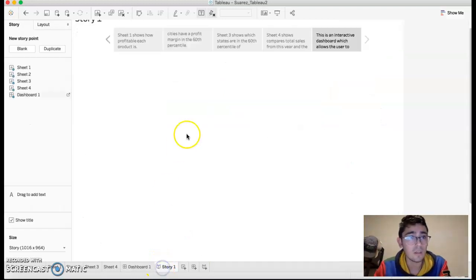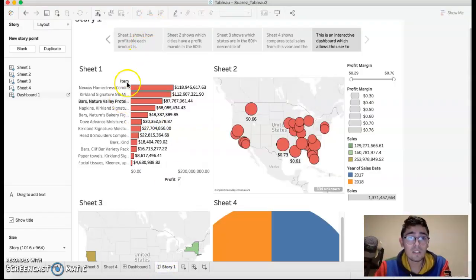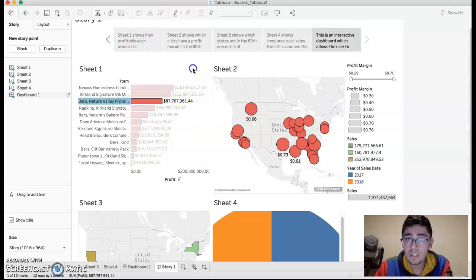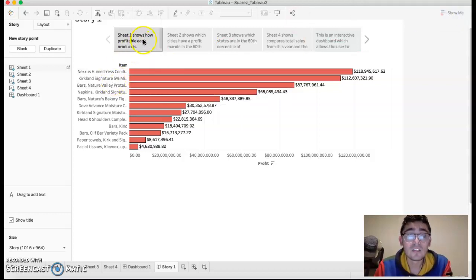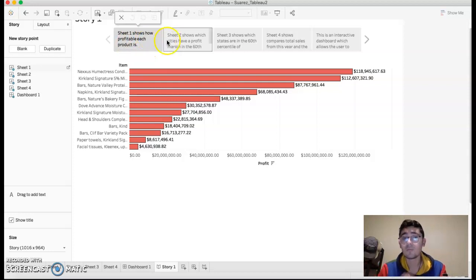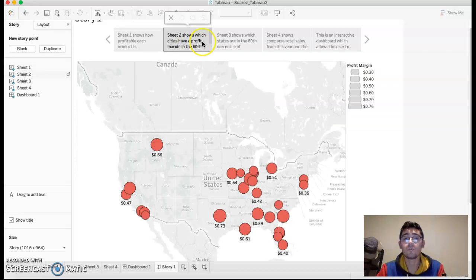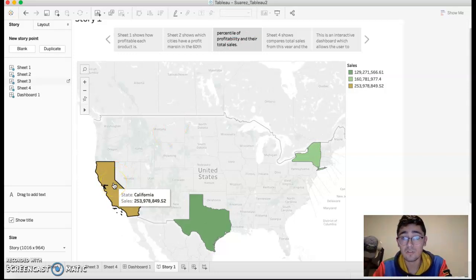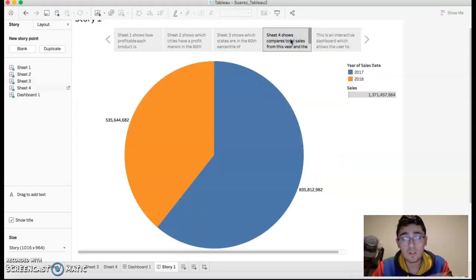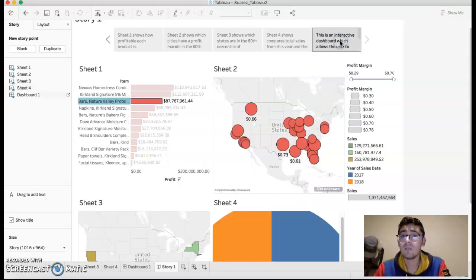And then here you have the story, which has all the sheets here and also the comments to go along with it. So these are all the comments to go along with it. Like I said earlier, sheet 1 just shows how profitable each product is. Sheet 2 shows which cities have a profit margin in the 60th percentile. Sheet 3 shows which states are in the 60th percentile of total profitability, and it also shows their total sales. And then sheet 4 just compares the current year to the previous year in total sales. And then, just the story right here.